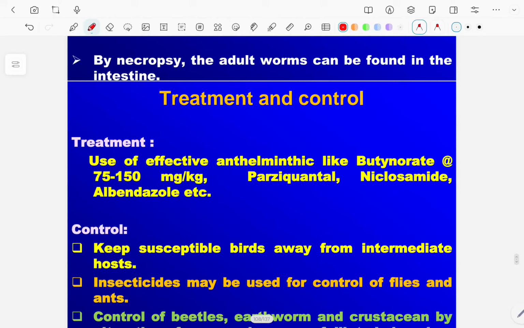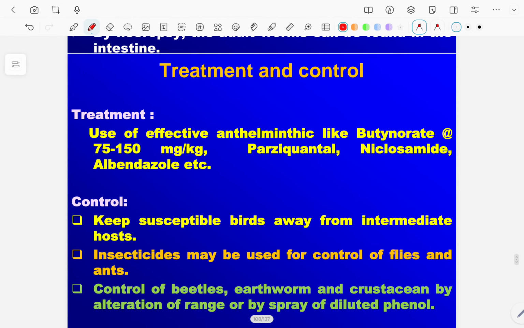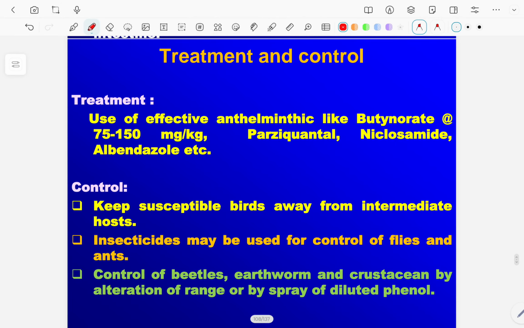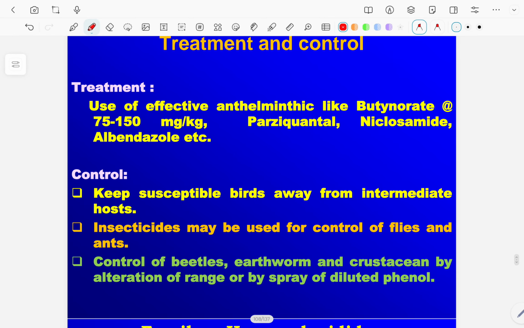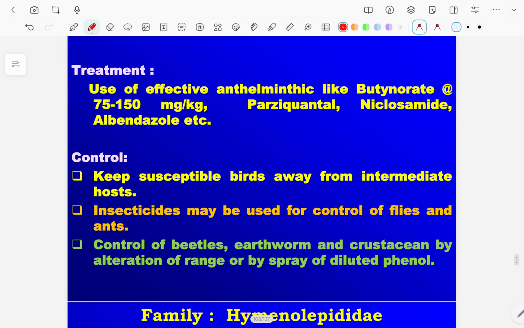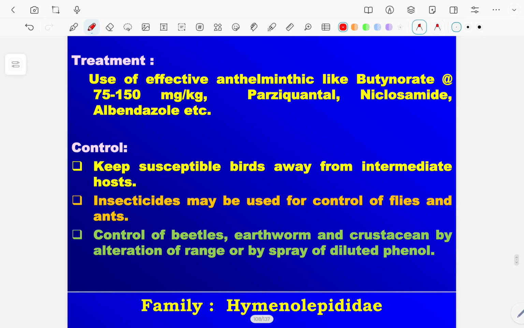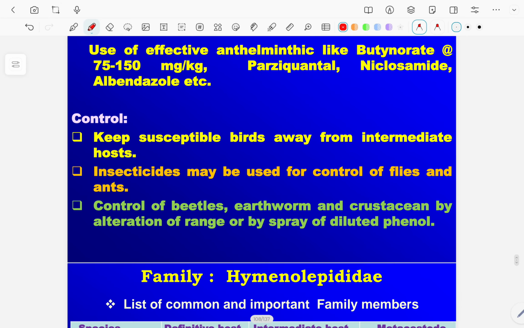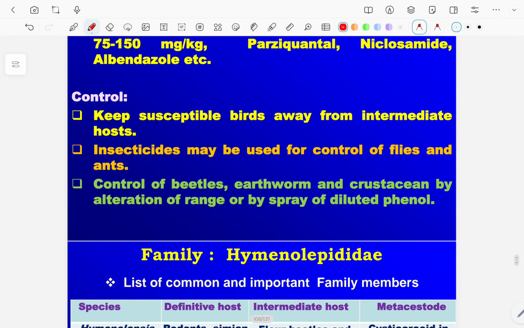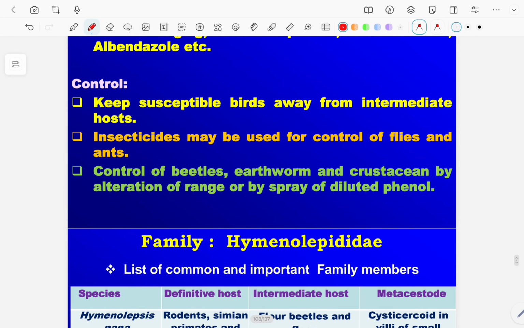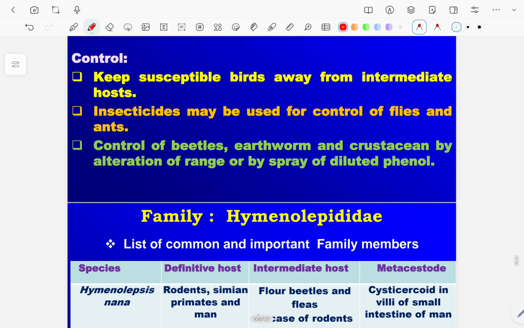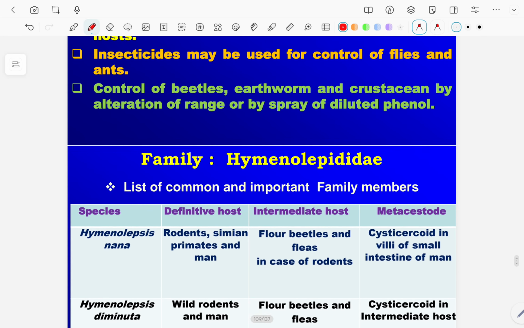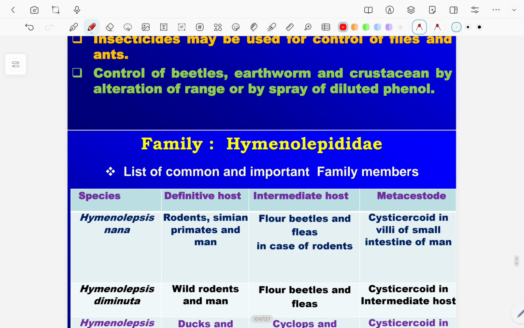Treatment and control. Treatment: use of effective anthelmintics like butyrate 75 to 150 mg per kg, praziquantel, niclosamide, albendazole, etc. Control: keep susceptible birds away from intermediate hosts. Insecticide may be used for control of flies and ants, and control of beetles, earthworms, and crustaceans by alternation of range or by spray of diluted phenol.